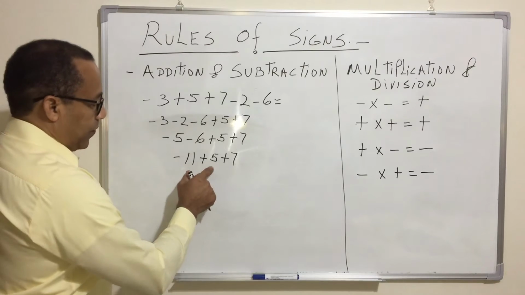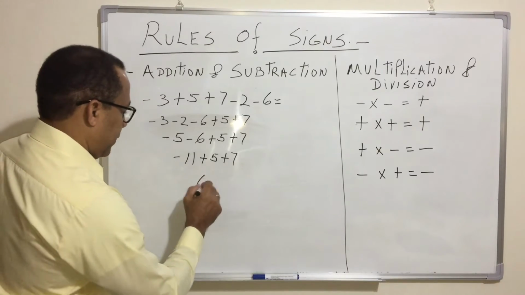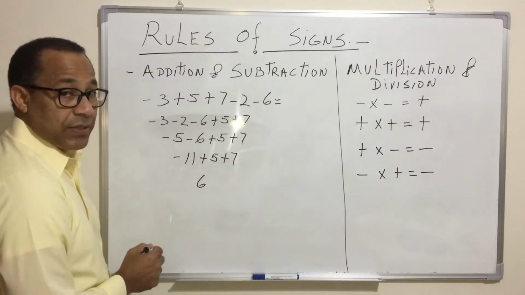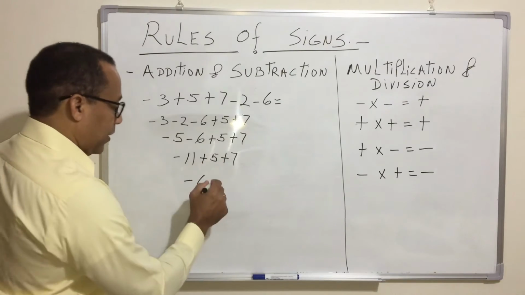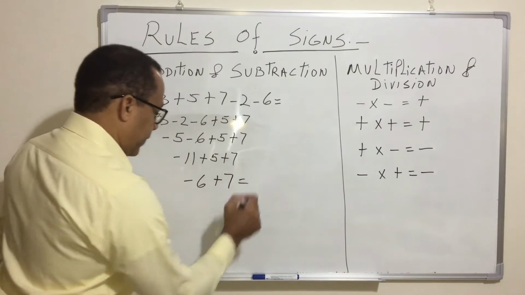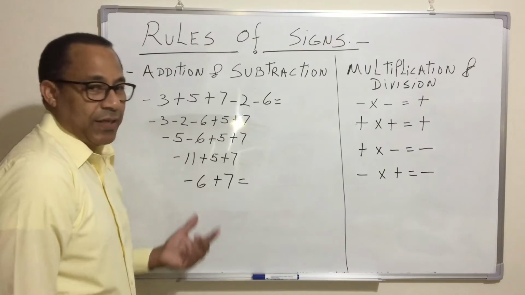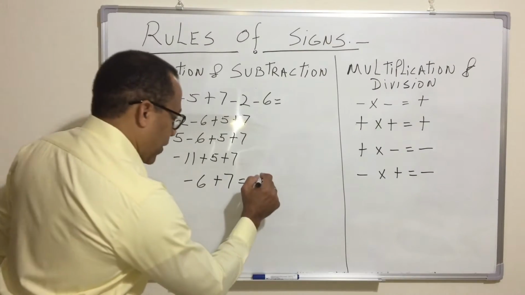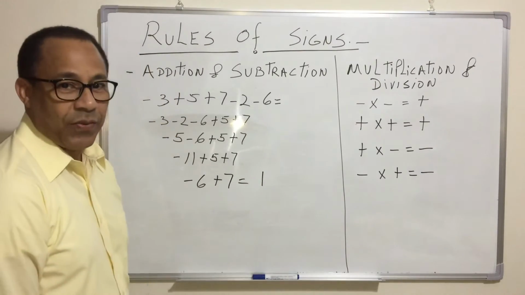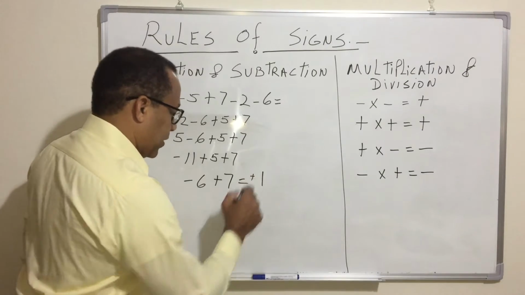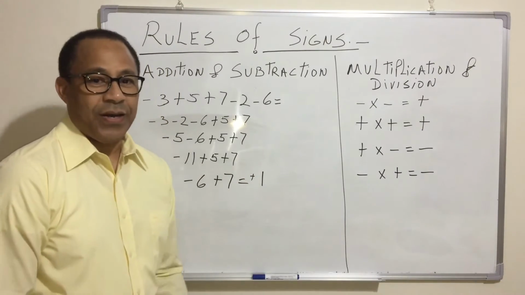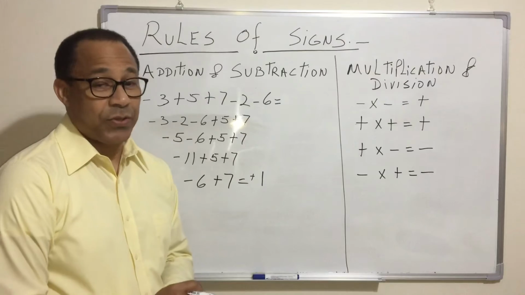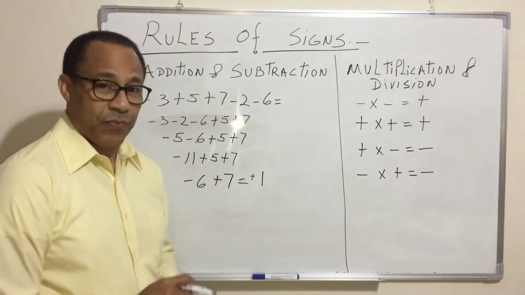11 and 5, which is 6. And copy the sign of the greatest, which is a negative sign. Bring down the plus 7. The signs are different. I subtract the numbers, which is 1, and I copy the sign of the greatest, which is a positive 1. So either way, we get the same result, which is positive 1.